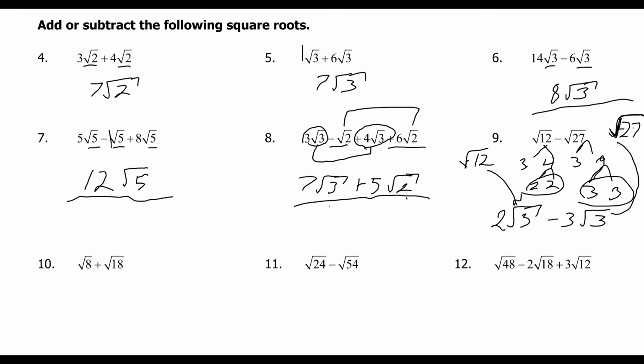So, 2 minus 3 is negative 1. So, that's negative 1 square root of 3. And that problem is now officially solved. Okay? And you just leave it like that. Okay? Number 10.